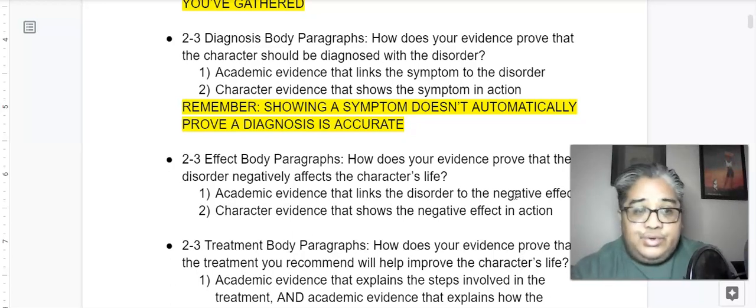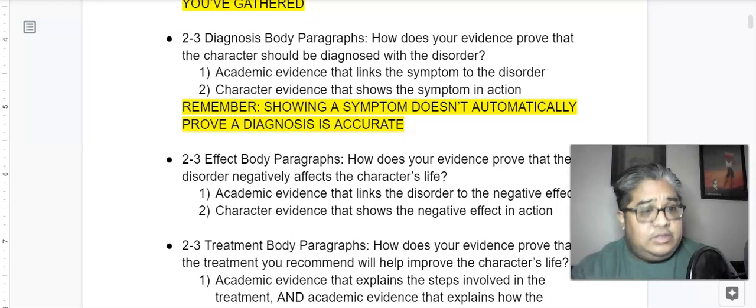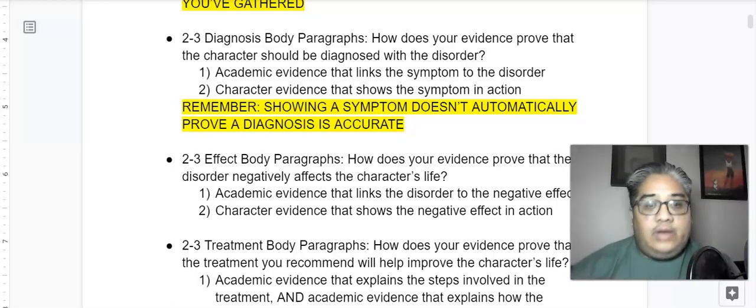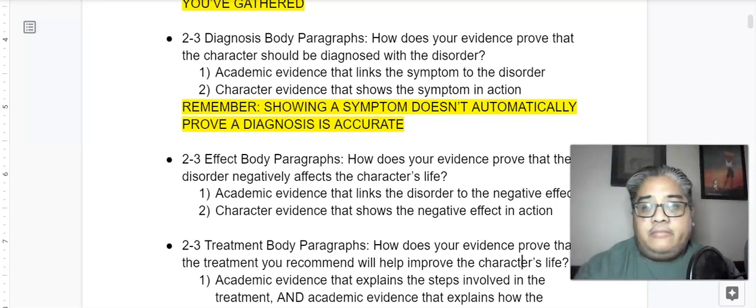So you're going to want to choose for each of your affect body paragraphs academic evidence that strongly links the disorder to the negative effect that you want to discuss, that shows a clear connection between the disorder and the negative effect, right? Especially in terms of cause and effect, right? So the disorder causes this to occur, right? And you also want to choose character evidence that shows the negative effect in action. Again, a scene, a moment, an interaction that the character has that really illustrates that they're experiencing the negative effect that you're focusing on for that body paragraph. Okay. Again, hopefully that's very straightforward.